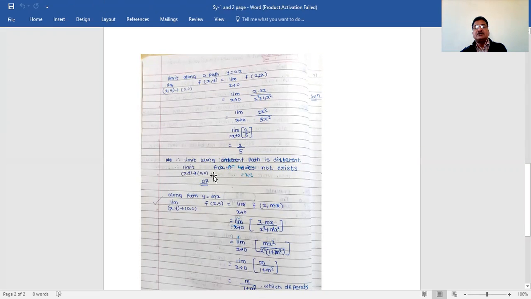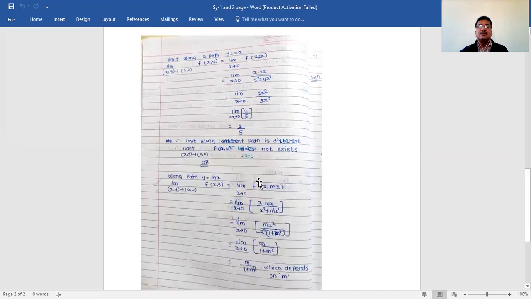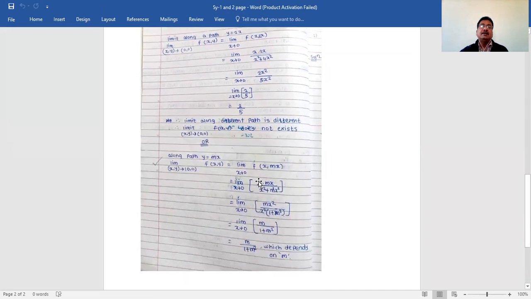And therefore the limit as (x,y) tends to (0,0) of f(x,y) does not exist. Okay, so this is one way of the proof or solution of this example. We can also give the proof or solution of this example by using the second method.